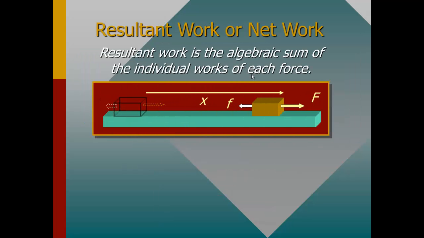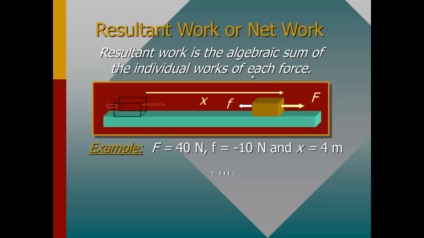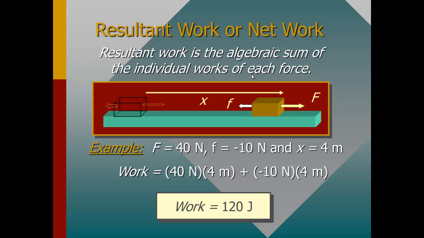The net work is the sum of the individual work. So we have a positive force in the positive direction with the 160 joules. We had the force of friction at negative 40 joules. When we add them together, we take the difference because we're adding the negative, and we get 120 joules.